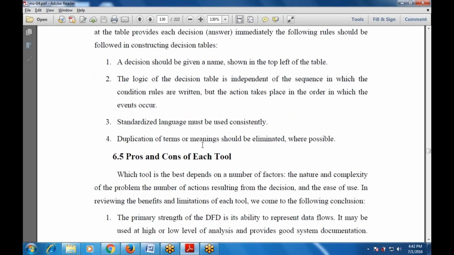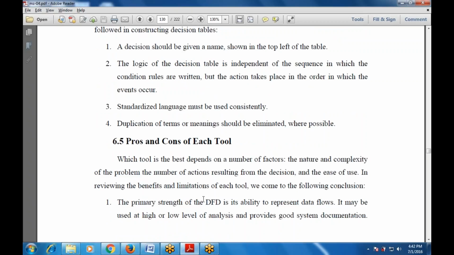Now the next one is pros and cons, that is, advantages and disadvantages of each and every tool. What are the various advantages and what are the various disadvantages of the tool?